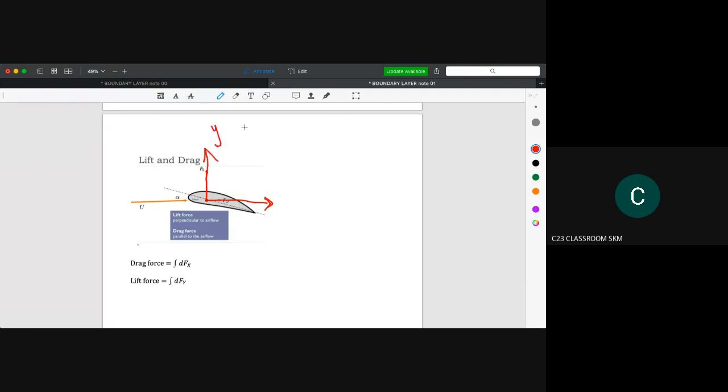If we want to illustrate this phenomenon in a mathematical equation, we could write like this. The drag force can be written as the integral of dfx. You know that the integral here is to calculate the total amount, the sum of the forces that occur on the x-axis. The lift force can be written as the integral of dfy, meaning the total amount of forces that occur on the y-axis. So this is the basic mathematical idea to relate with drag and lift force.